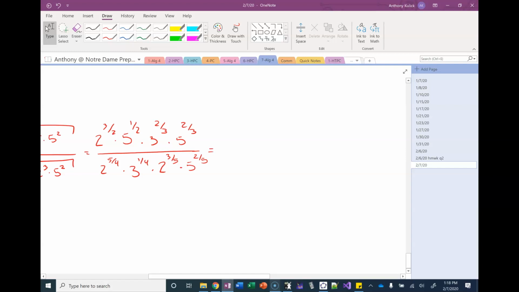For the 2's, I'm going to use properties 1 and 6 at the same time. So that's going to be 2 to the 3/2. And then I'm going to have to minus the 5/4 and the 3/5. Everybody see why I'm minusing those two? Because they're in the denominator of the fraction.